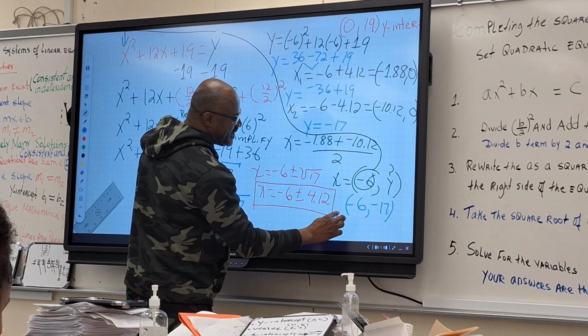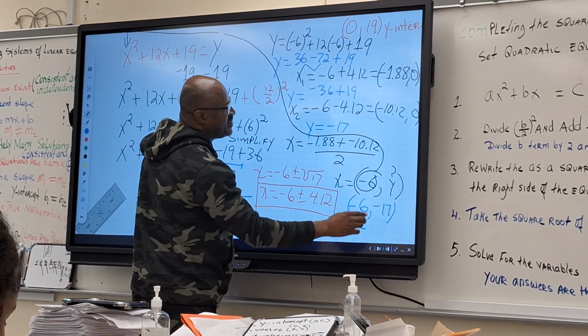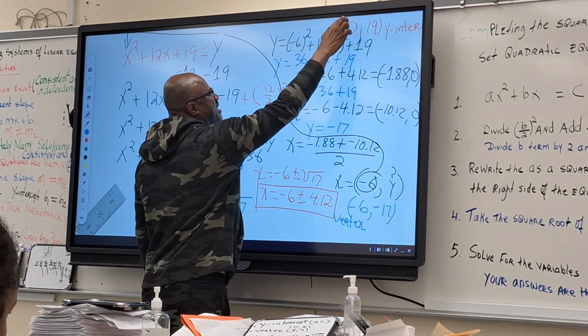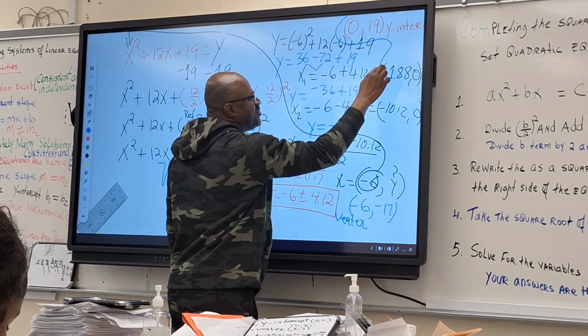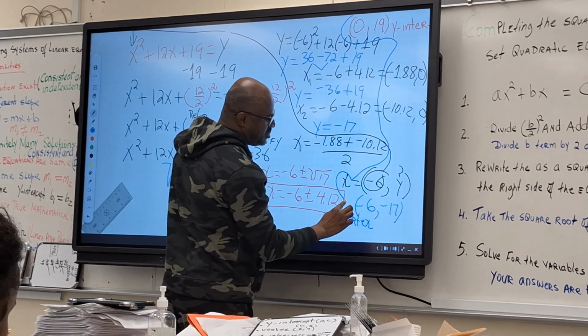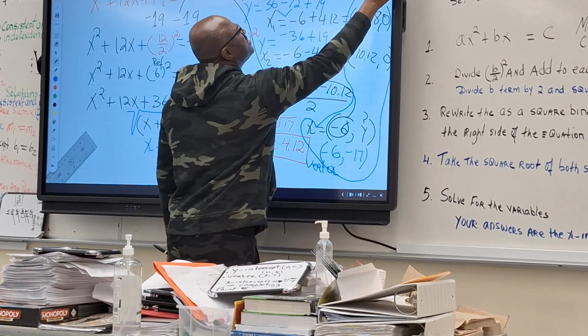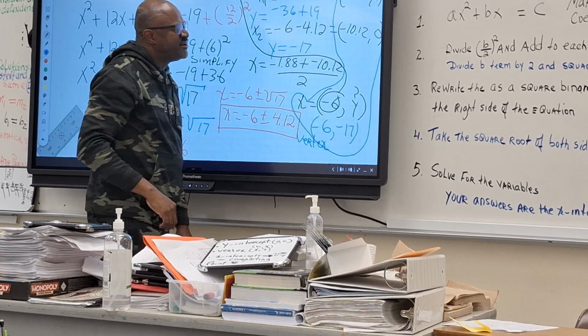Now we have the vertex, x-intercepts, and y-intercept. Those are the 4 points we are going to put where? On the coordinate grid to see what shape it is. It's a U shape. So far, so good?